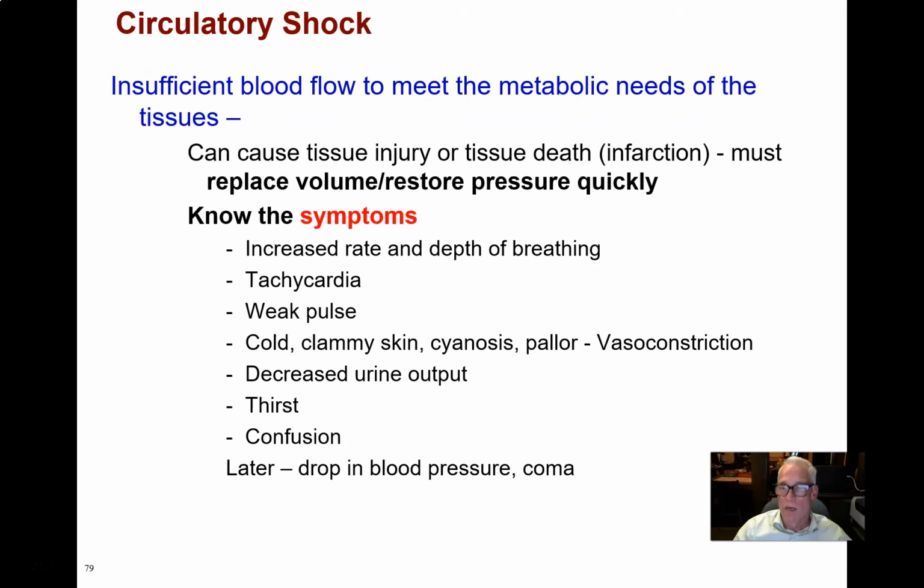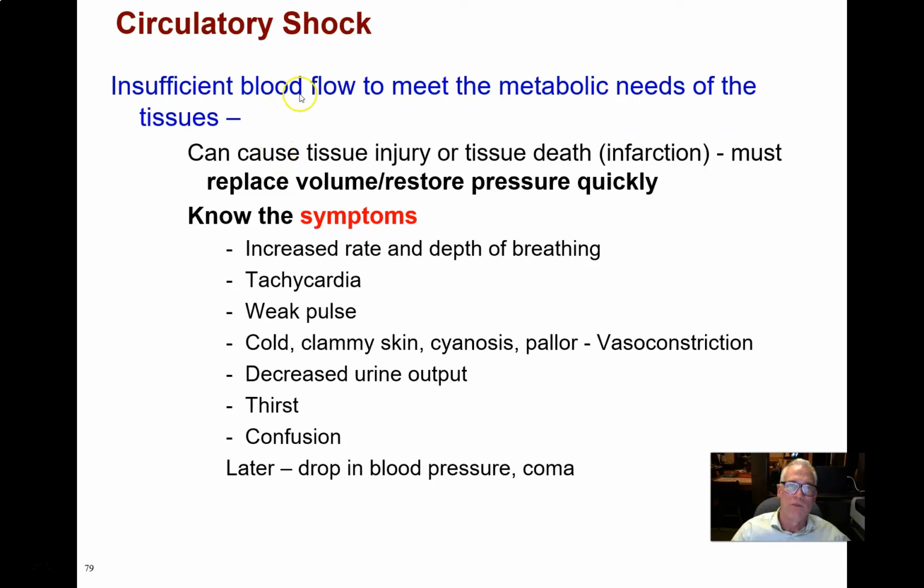We have one last topic. It's circulatory shock. We've kind of talked about situations that sort of border on circulatory shock or may lead to circulatory shock, such as congestive heart failure or hemorrhage. Let's take a look at circulatory shock.